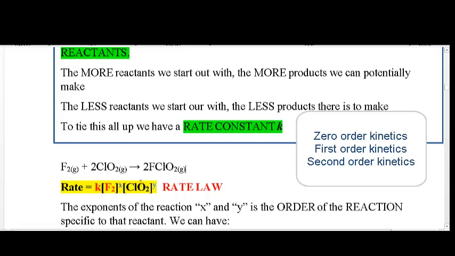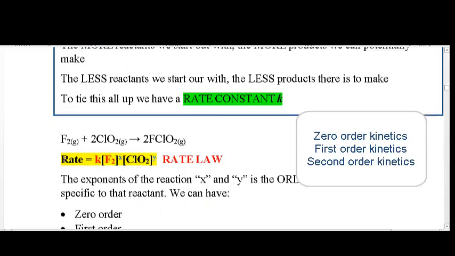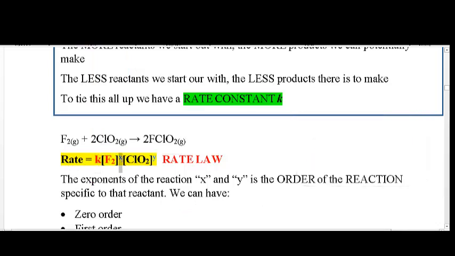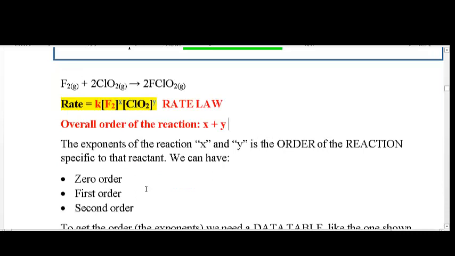So the goal of this type of problem is to actually determine the rate constant K and then the orders x and y. Okay, so the orders are the exponents in the rate law. All right, so for this course, you just need to know that the exponents x or y can take the form of zero order, first order, or second order. So let's do a rate law problem.